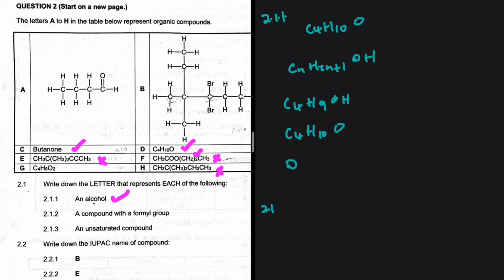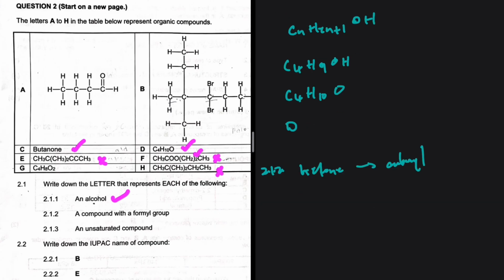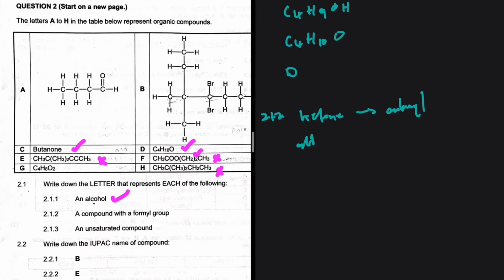And then 2.1.2, a compound with a carbonyl group. A ketone, right, has a carbonyl group, and then an aldehyde is where the carbonyl is at the end. So we are looking for an aldehyde here. Which letter represents an aldehyde? It's easy to see that it is A, because we have the carbon double bonded to the oxygen at the end of the chain. So for 2.1.2, we have A as our answer.